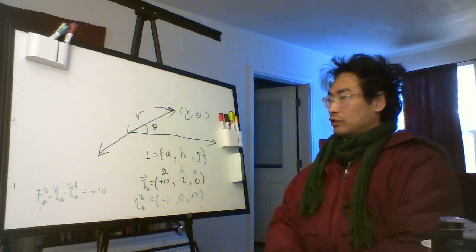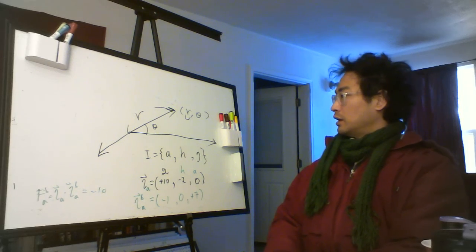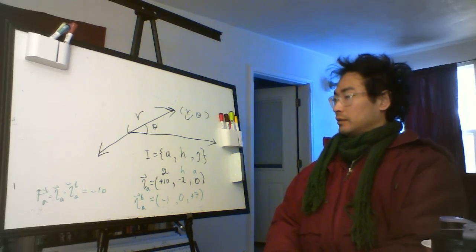Now, what we're going to do next, we'll take a 5 minute break and then we're going to go over the geometric definition of the dot product, in physics and mathematics.